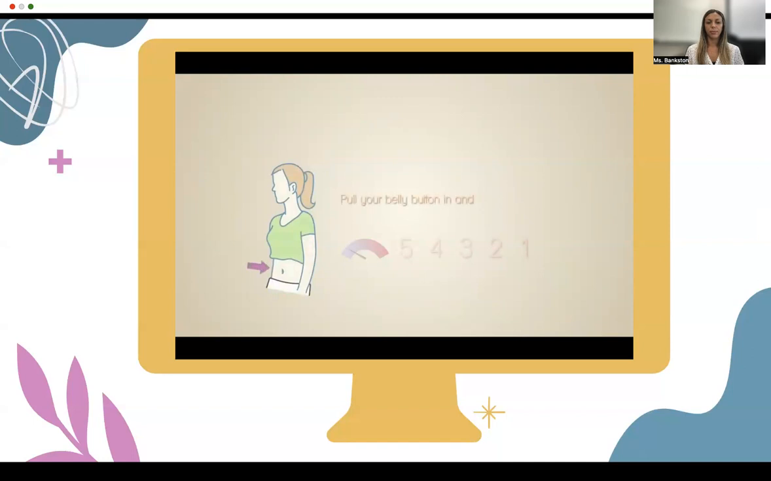Pull your belly button in and tense all the muscles in your stomach. Hold that tension for 5, 4, 3, 2, 1. Quickly release and relax. Moving on to your legs and your feet.